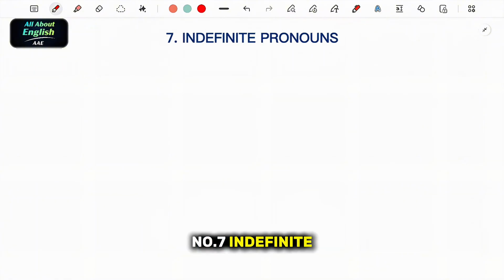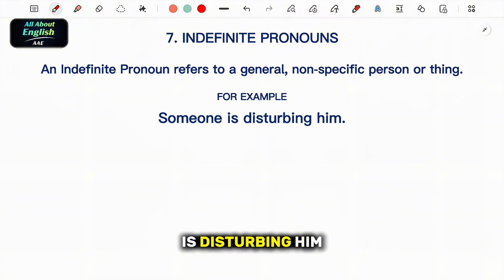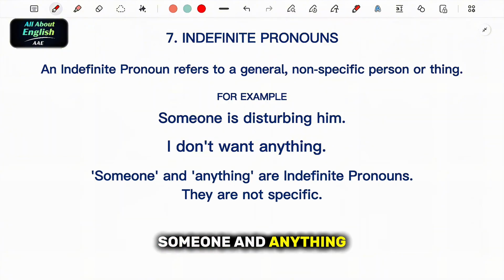Number 7. Indefinite pronouns. An indefinite pronoun refers to a general, non-specific person or thing. For example, someone is disturbing him. I don't want anything. Here, someone and anything are indefinite pronouns. They are not definite or specific.